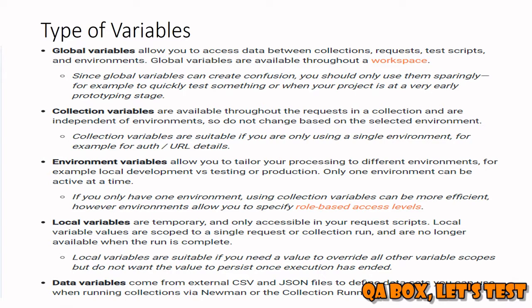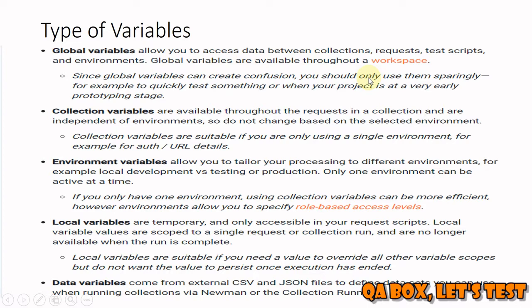So when to use global variables? When you're new to Postman and you just want to quickly check a couple of things, then you can go for global variables. You have to be very careful when you're using them, as they can cause confusion. This particular slide I've taken from the Postman official website. They themselves are saying that since global variables can create confusion, you should only use them sparingly, for example, to quickly test something or when your project is at a very early prototyping stage.